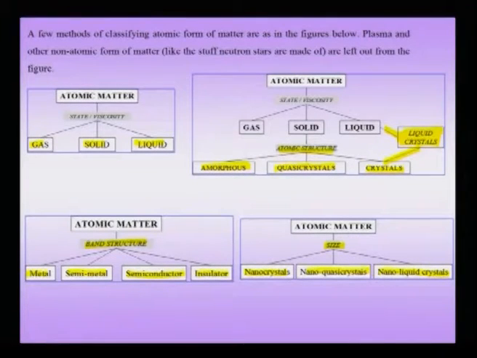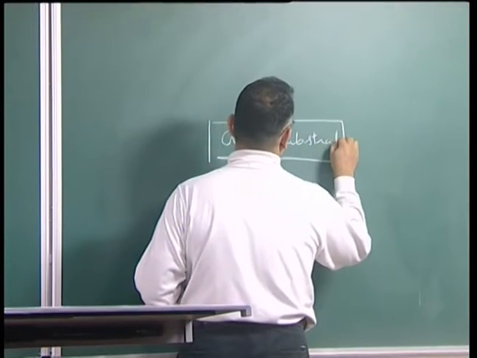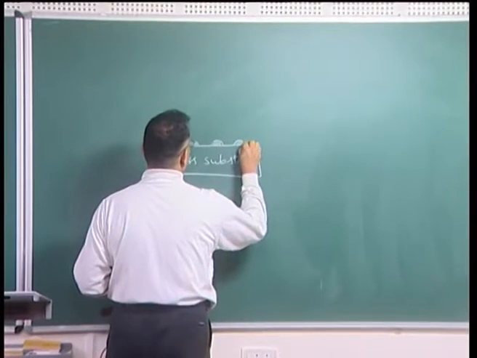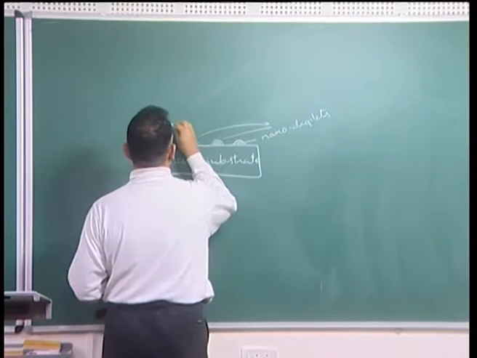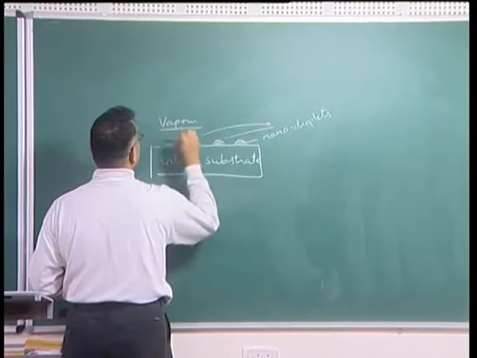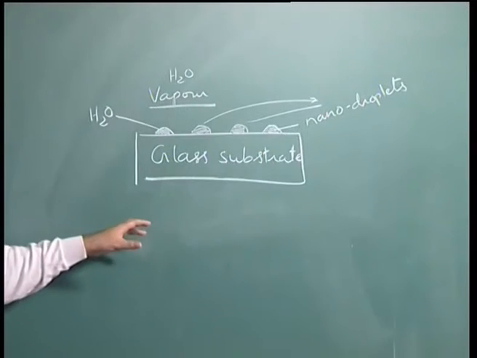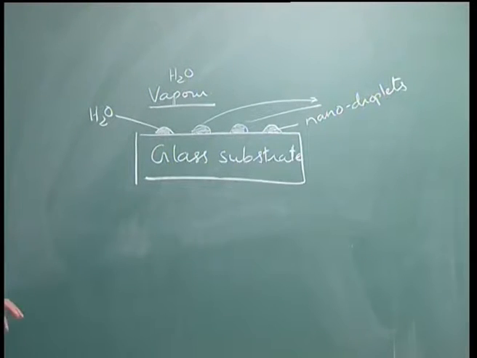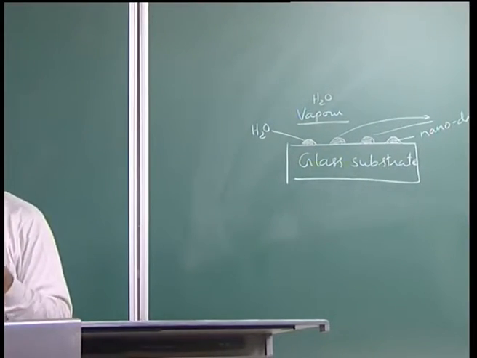For instance, I could have a nano droplet which is residing on a substrate in a gaseous environment. So, let me draw a schematic of that. So here I have considered a glass substrate on which nano droplets of water have condensed from the vapor phase, and assuming that there is an equilibrium existing, then I can visualize that there is water as droplets, and this size of the droplets is what is nano in this.